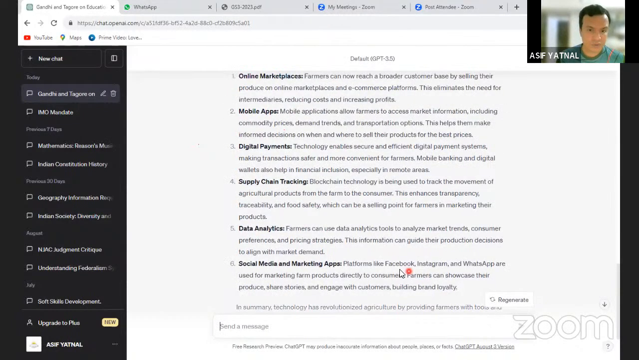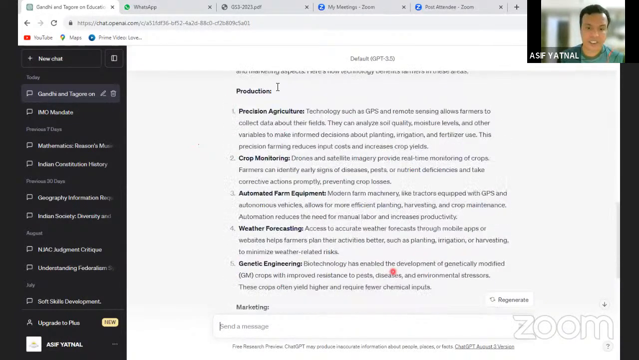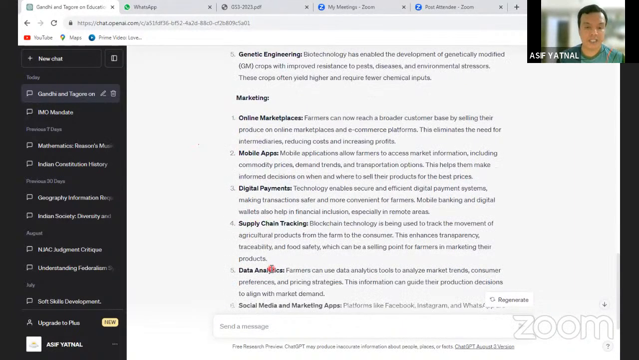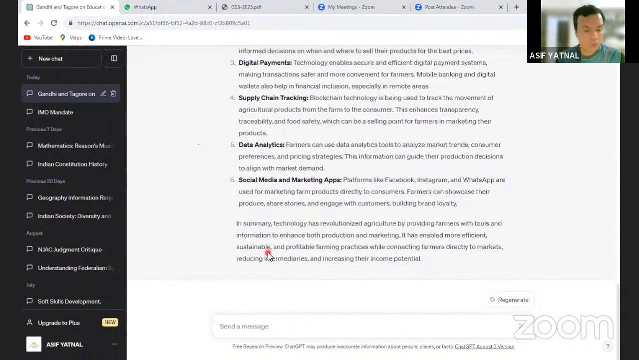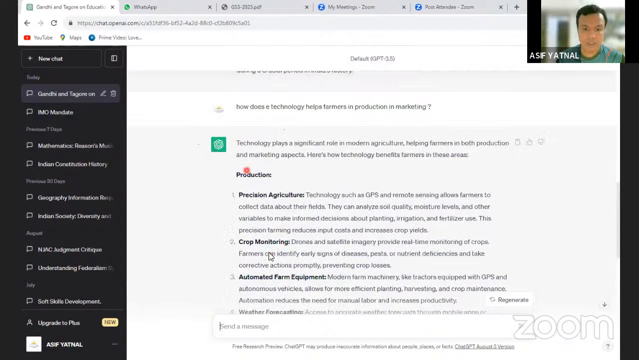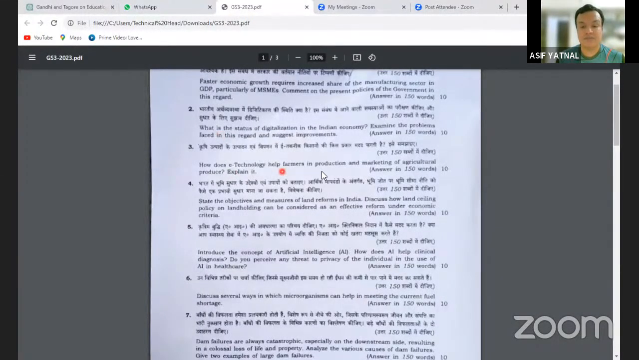तो यूएस लाइक ऑलवेज से यू नीड टू राइट 4-5 पॉइंट्स. तो प्रोडक्शन के 5 पॉइंट आपको लिखने थे कि हाउ द टेक्नोलॉजी हेल्प्स इन प्रोडक्शन एंड 5 पॉइंट्स विद रिस्पेक्ट टू हाउ टेक्नोलॉजी हेल्प्स इन मार्केटिंग. And then you have to give a conclusion. And introduction is also very beautiful. Technology plays a significant role in modern agriculture, helping farmers in both production and marketing aspects. Here is how technology benefits the farmer in these areas. Now, it's a very simple question and a simple answer you are supposed to write. So question says that how does e-technology helps farmers in production and marketing of agricultural produce? Explain it. Got it? Was it a difficult question?